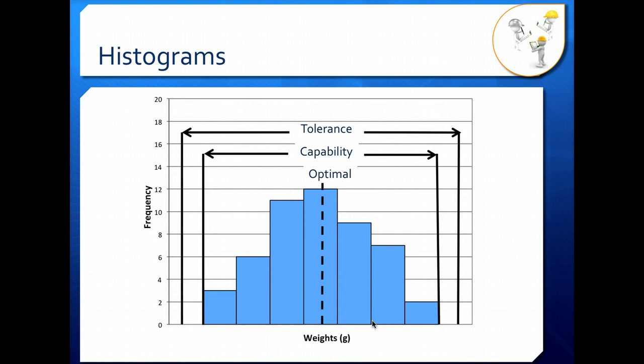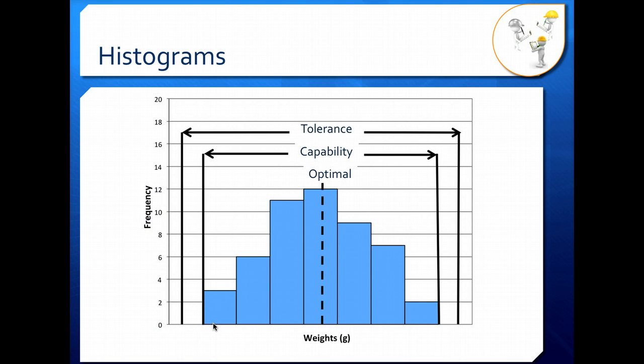Histograms are one of our last types of quality tools. Basically, what is going on in a histogram is that you put your data in some category. Here we have weights in order from lowest to highest. And so you have the frequency posted on your y-axis right here.